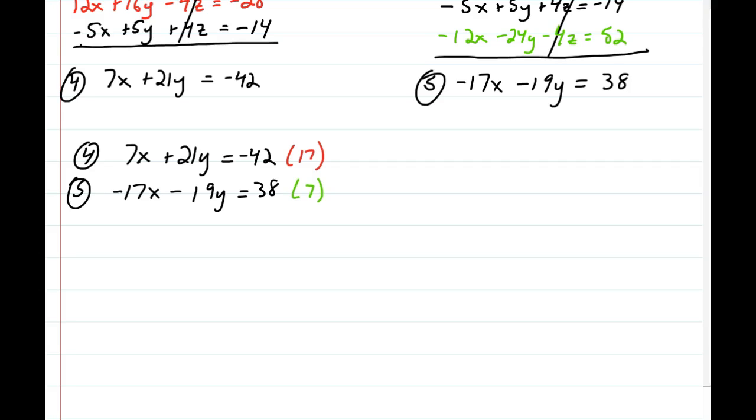So 17 times 7 is 119x. 17 times 21 is positive 357y. And 42 times 17 is going to give us a negative 714. Now let's multiply the bottom by 7. So 7 times 17 is going to give us negative 119x, minus 19 times 7, 133y. And 38 times 7 is 266.